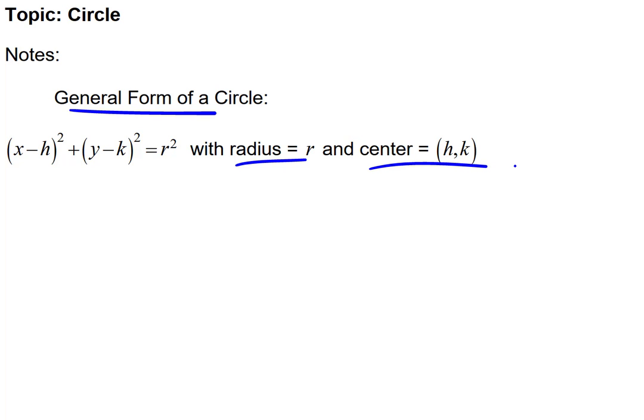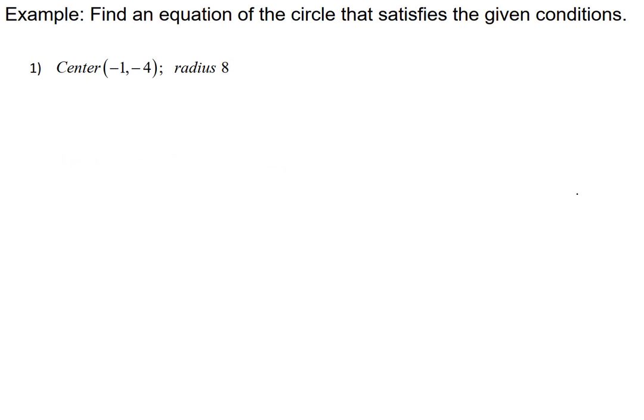In fact, that's all you need to define and graph a circle: a center and a radius that will whip all the way around that center. Let's look at a first example where we want to find an equation of the circle that satisfies the given conditions. Those conditions are that the center of this circle is the point (-1, -4), and the radius is 8. Now, as you'll recall from the general form we just reviewed, that's all the information we need for the equation of this circle. And let's be careful to label.